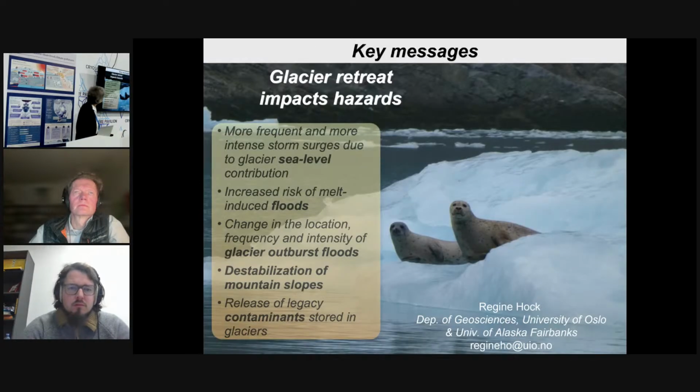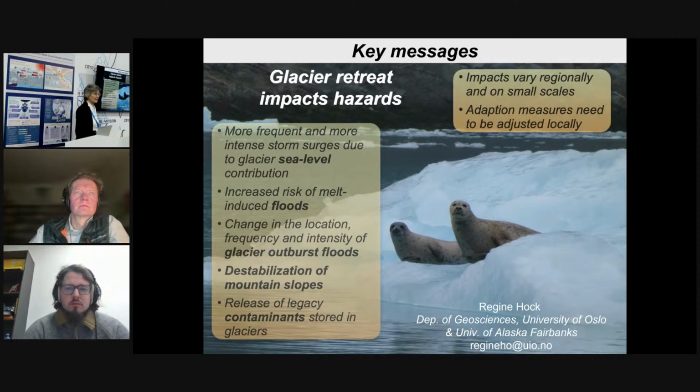So I want to conclude here. So glacier retreat impacts hazards. There's more frequent and more intense storm surges due to sea level rise. There's increased risk of melt-induced floods. There's an increased risk of glacier outburst floods, destabilization of slopes, and also contaminants can be a problem. So the impacts vary regionally on very small scales, and that means also adaptation measures have to be adjusted locally. Thank you very much.